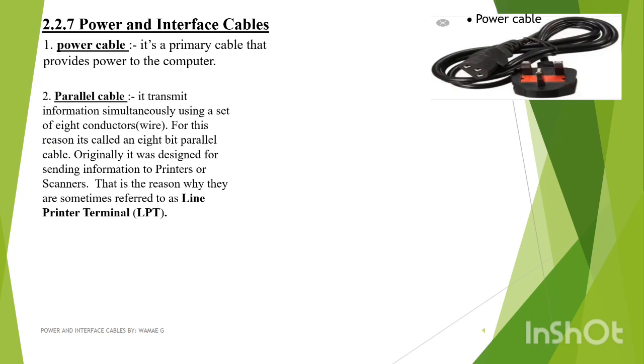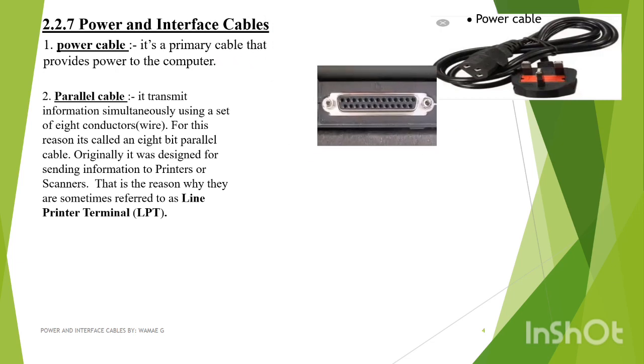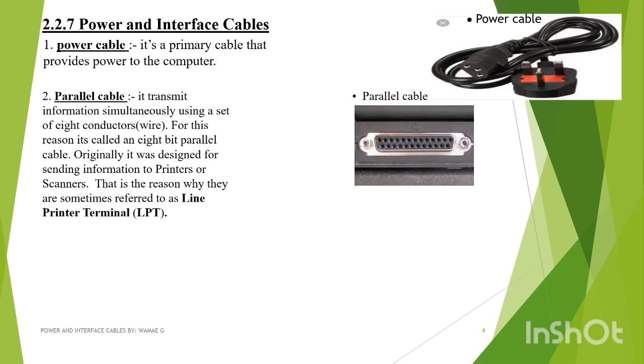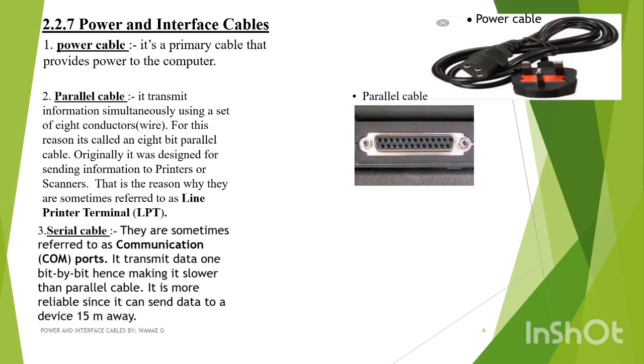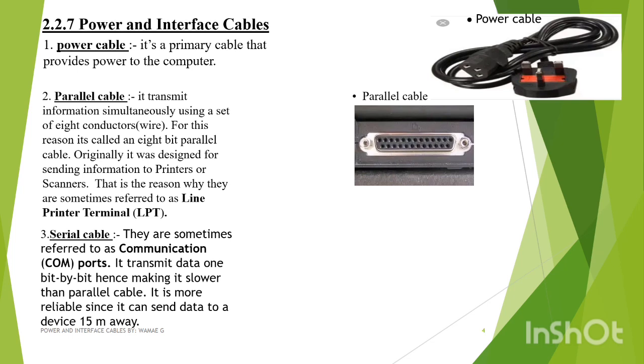Then number two, the parallel cable. It transmits information simultaneously using a set of 8 conductors or wires. For this reason, it's called an 8-bit parallel cable. Originally, it was designed for sending information to printers or scanners. That is the reason why they are sometimes referred to as line printer terminal, LPT. That's the photo.